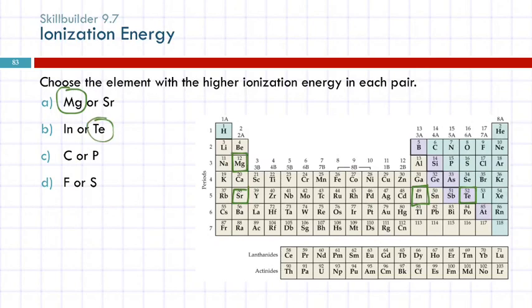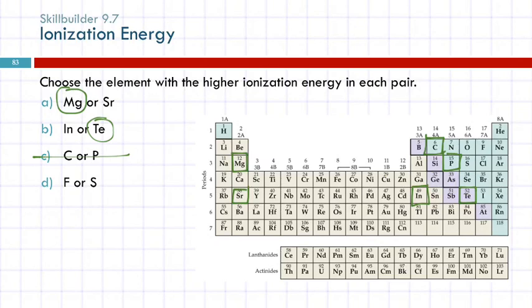Copper or phosphorus. So here's carbon or phosphorus. Well, as you go across, ionization energy gets higher, but as you go down, it gets lower. So these trends are opposing each other. One predicts carbon, one predicts phosphorus. So say, can't tell.